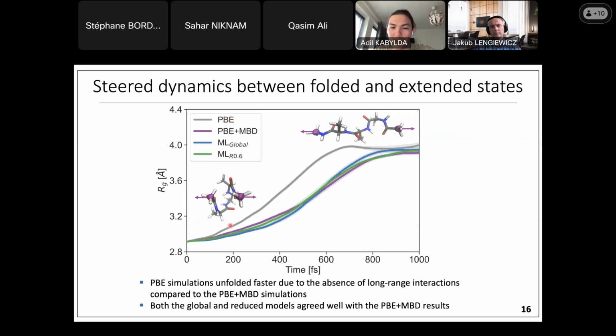In gray, we have density functional theory, which is one reference. And in purple, we have density functional theory with long-range corrections, with the MBD correction, many-body dispersion correction.